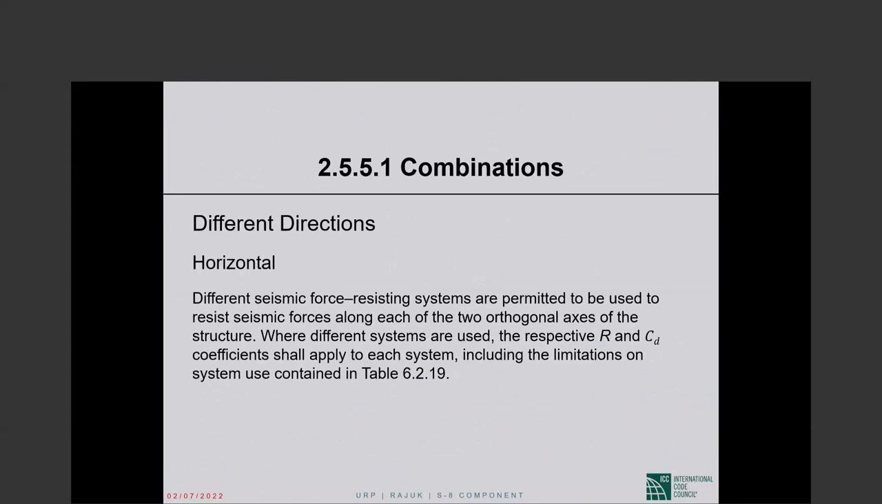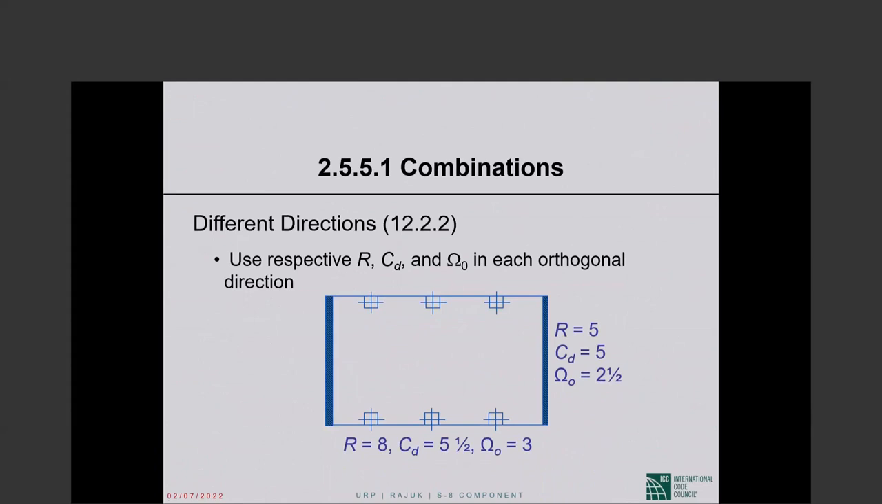Different systems in different horizontal directions. So something like this. Okay, this picture is good. So you have frames in one direction, shear walls in the other direction. Let us say these are special moment frames, and these are special shear walls. Bearing wall system featuring special shear walls. The 2 directions are designed for their respective R, omega sub 0, and C sub D. There is no interaction. Okay.